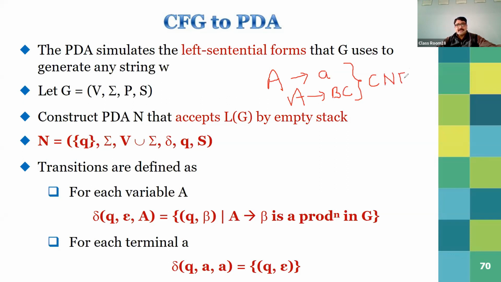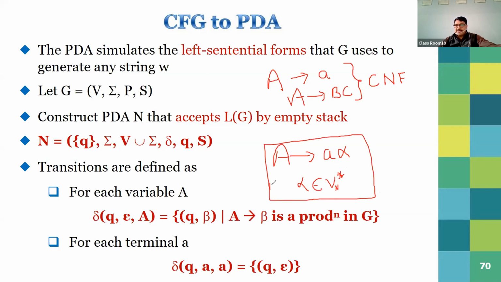Now there is another normal form, the Greibach normal form, that is GNF. In case of GNF, all the productions must be converted into the form A to a alpha, where alpha belongs to Vn asterisk. Here, a is the terminal, and alpha is Vn asterisk, which means any combination of variables.